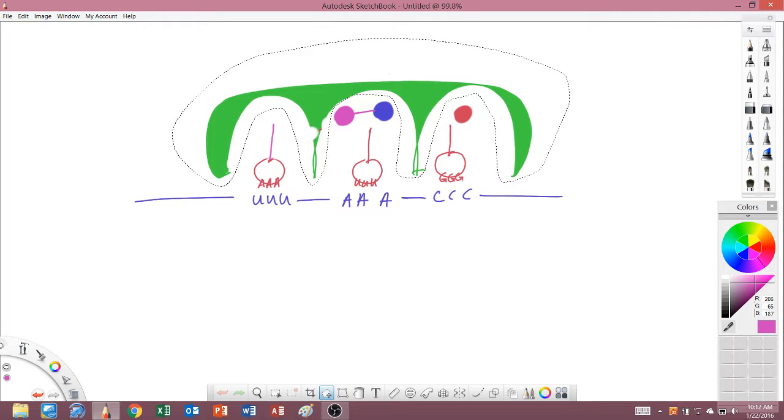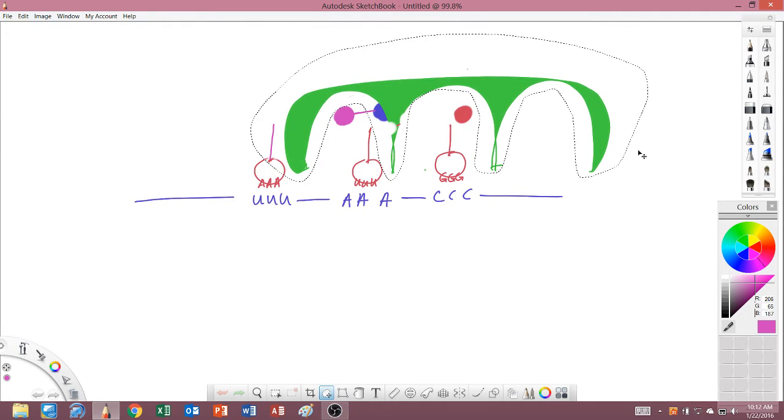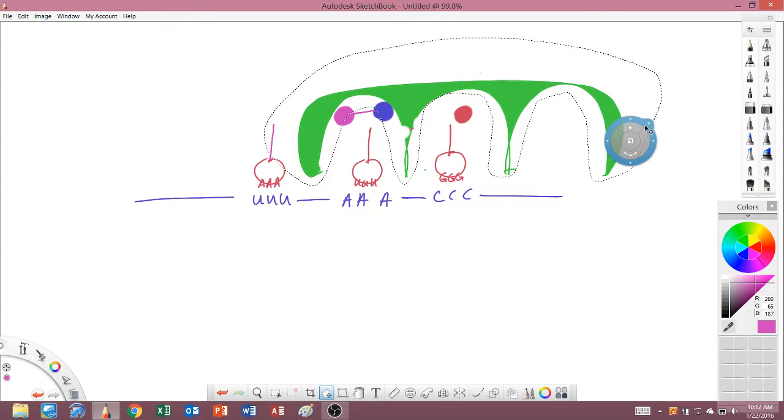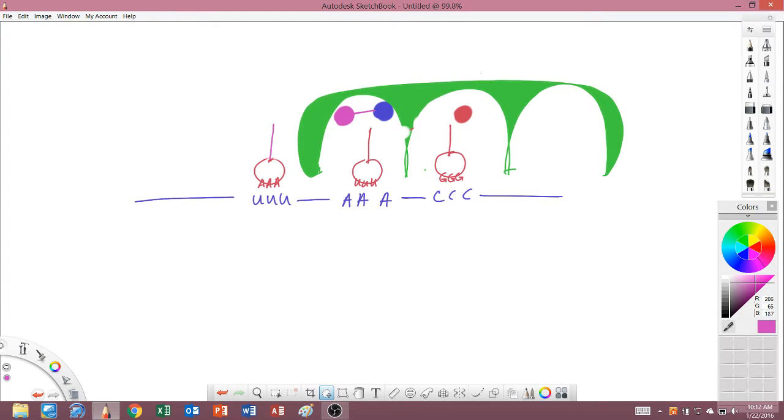Yeah, let's move it. There you go. It moved to the next one. Now you see that there's no longer ribosomes occupying the tRNA. This tRNA will fall off and it will move on. It'll go pick up another amino acid.